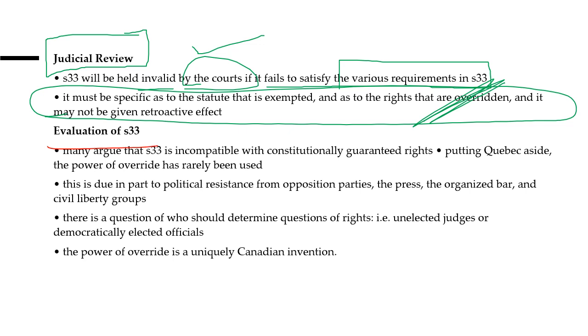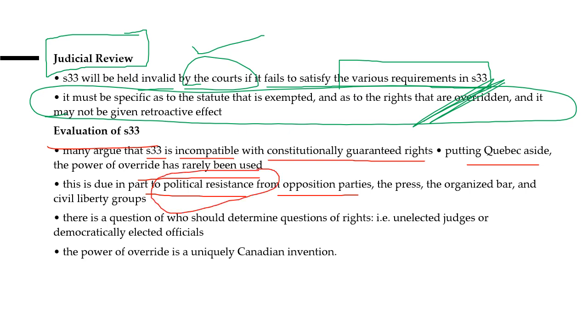So many argue that Section 33 is incompatible with constitutionally granted rights. Putting Quebec aside, the power to override has rarely been used by Canadian governments. This is due in part to political resistance from opposition parties, because no party would like to use this overriding power and be seen as a negative government. So due to this political resistance also, it has been rarely used in Canadian history.